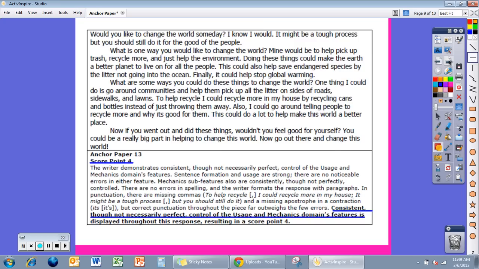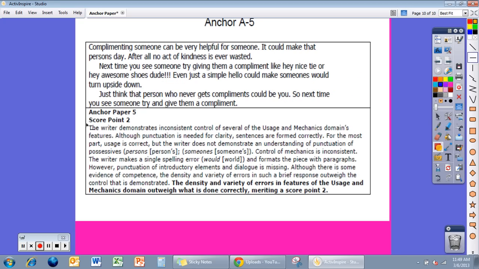And then finally, just to show you the other end of the spectrum, I didn't pick a 1 because it was ridiculous, but I wanted to show you a 2. Notice that it says the density and variety of errors in features of the usage and mechanics domain outweigh what is done correctly. So a score of 1 or 2 in usage and mechanics, what that means is that there are so many errors that it distracts from the reading of the paper, and it's hard for them to get to your content because they are distracted by your errors. So that's something to think about.